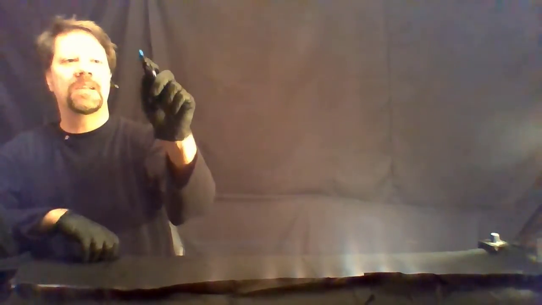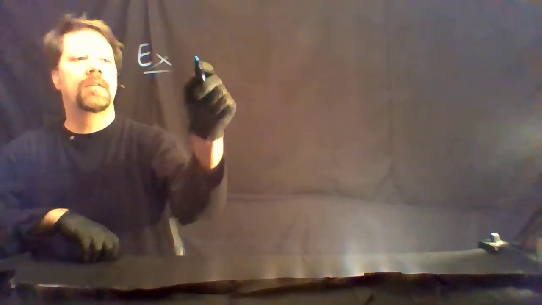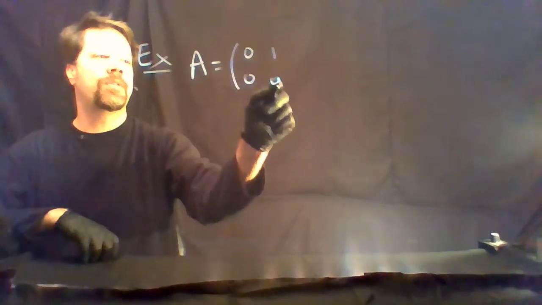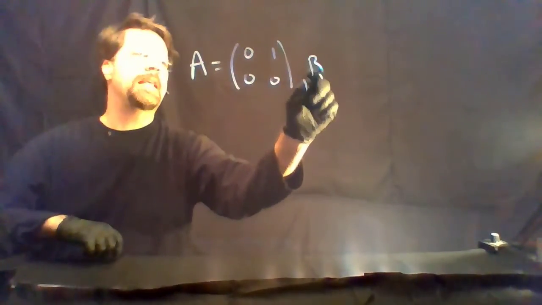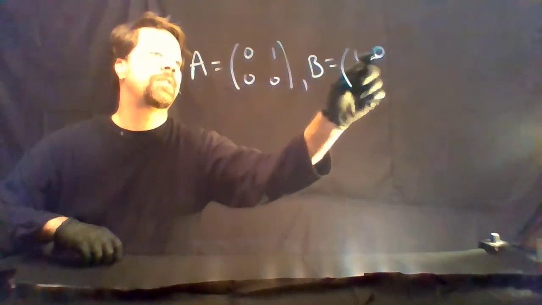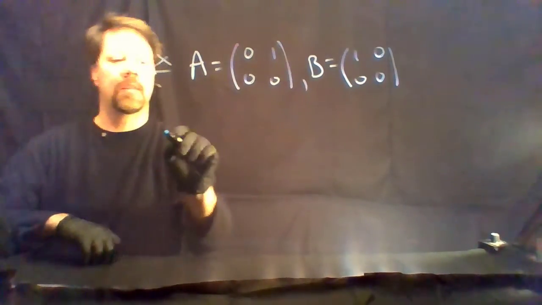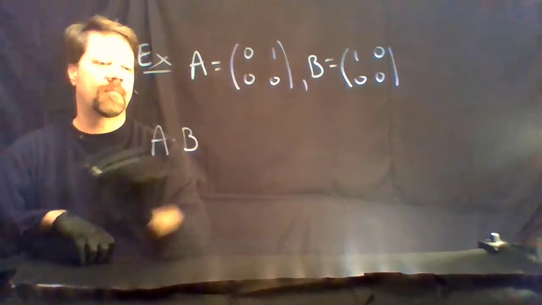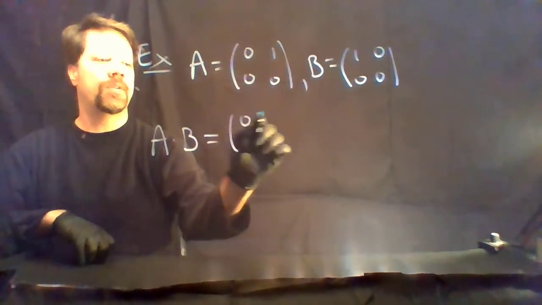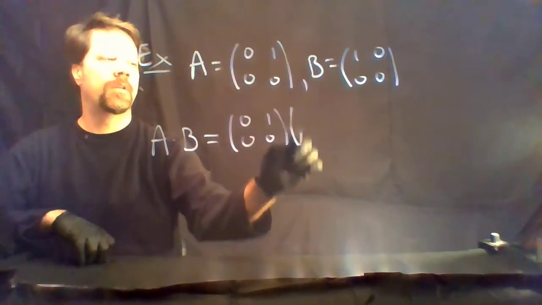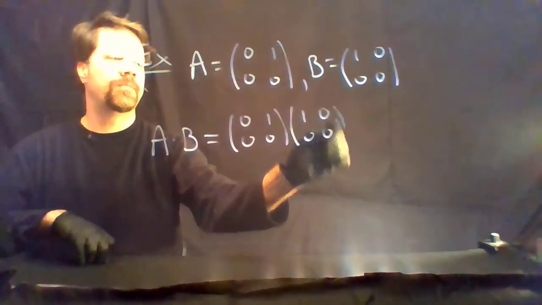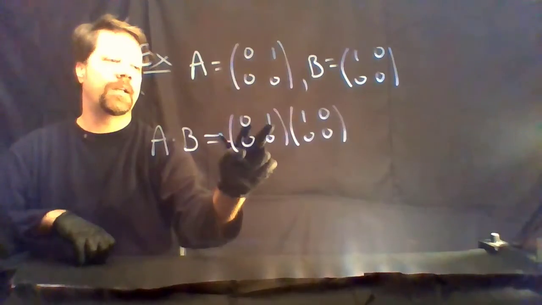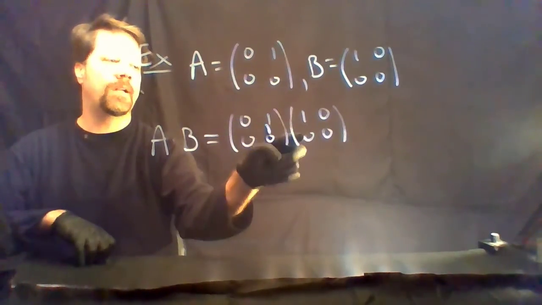Let's do some simple examples. Suppose A is the matrix 0, 1, 0, 0, and B is the matrix 1, 0, 0, 0. What is A times B? 0, 1, 0, 0, 1, 0, 0, 0. When we multiply over here, 0 is multiplying things in the first row, 1 in the second row.